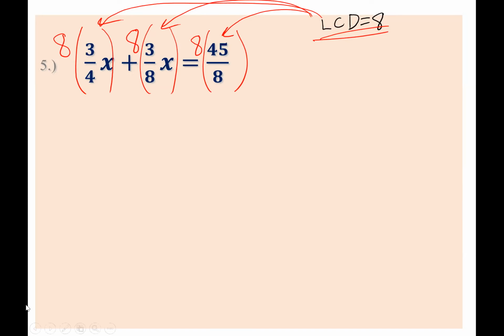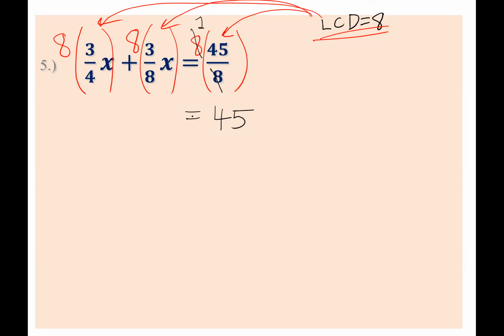So let's take a look. I'm actually going to start on the right side because I think it's a little easier on the right side this time. So let's take a look at 8 times 45/8. This is on the right side of the equation. The 8's will cancel because 8 divided by 8 is 1. So this is essentially just 1 times 45, which is 45. So 8 times 45/8 is just 45. That's what's on the right side of my equal sign.